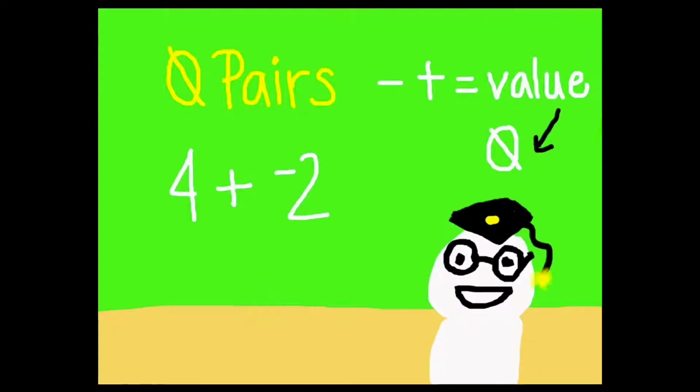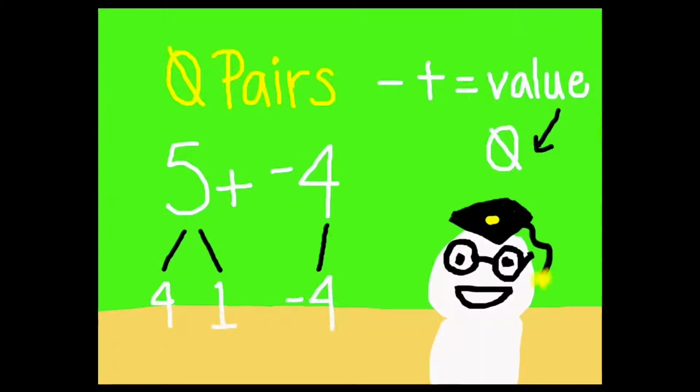Here, let's split 4 into 2 and 2. And since -2 and 2 have the same value, you'd take those away and you'd be left with 2. And then you split 5 into 4 and 1. And you get -4. Since -4 and 4 have the same value, cross them out and you'd be left with 1.